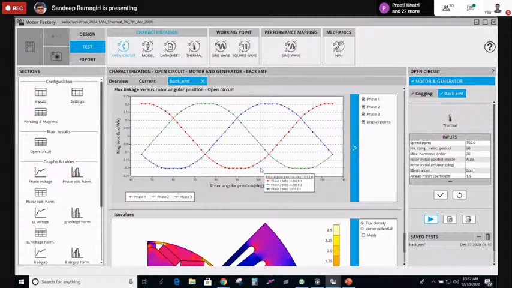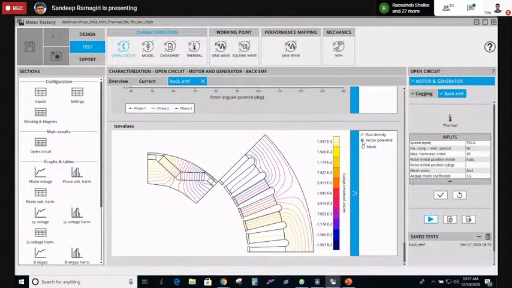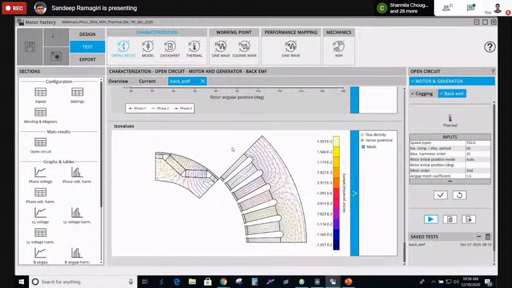And then we can also have a saturation map, which is basically the flux density distribution. And then we can also have the vector potential magnetic field lines, as you can see here. And then we can also see the mesh. Since it is a semi-analytical tool, in the background, right behind the screens, it will use Flux, which is a finite element solver, to compute these kinds of results. So that's about the open circuit test.